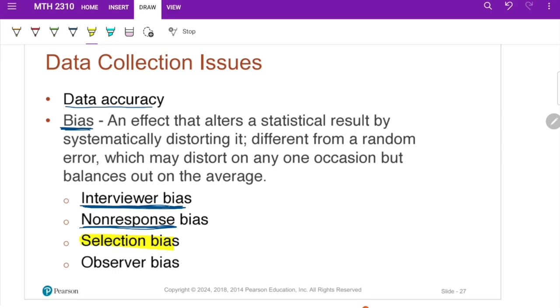The last one is the observer bias. Sometimes we collect data through personal observation. This could be a problem. I mean, people tend to view the same event or item differently. So that's why it's an observer bias.